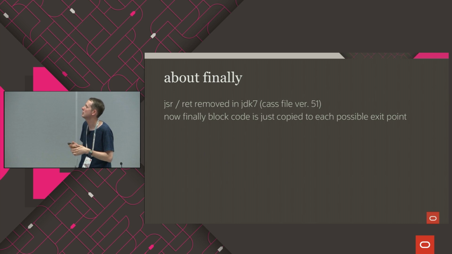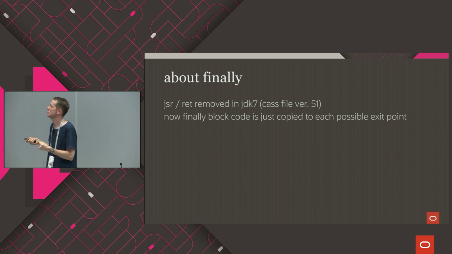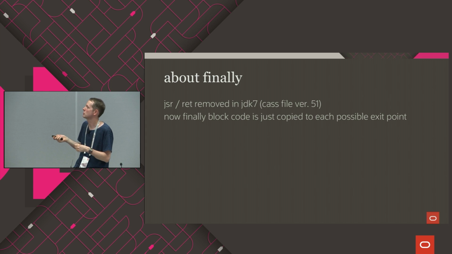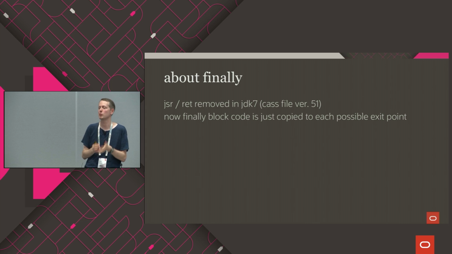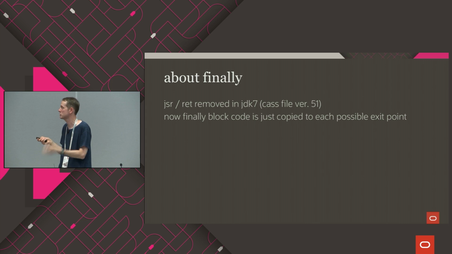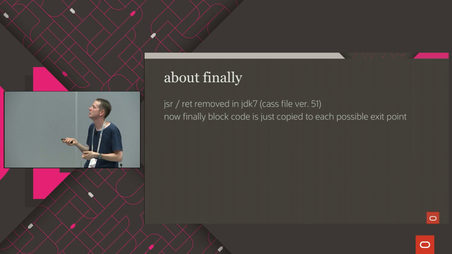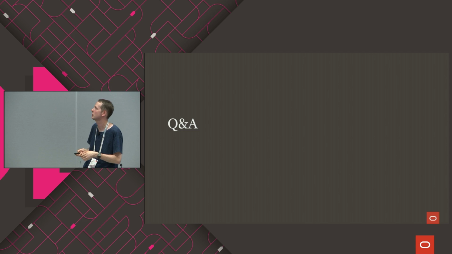And then finally, there used to be jump to subroutine and return instructions that were provided to implement finally clauses, but the escape analysis and stuff for those is just really horrible for the JVM to do. So we actually dumped those in JDK 7, and they're not used anymore. You really shouldn't see jsr and ret in bytecode anymore.